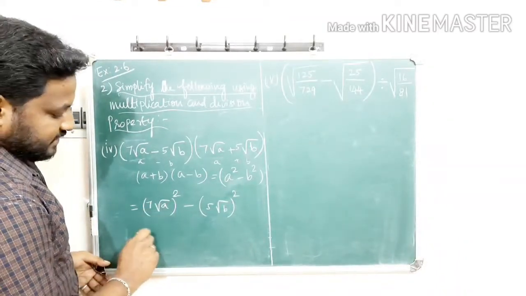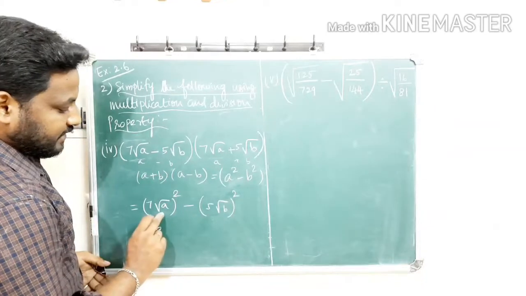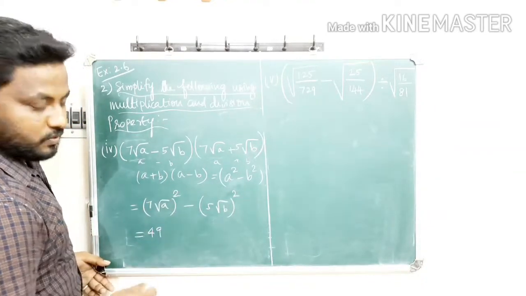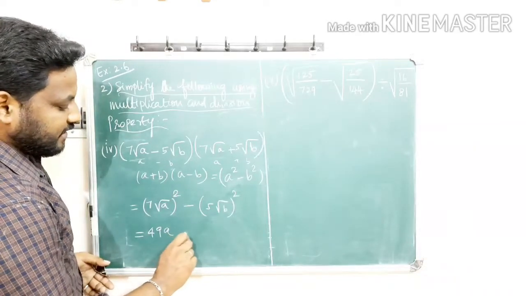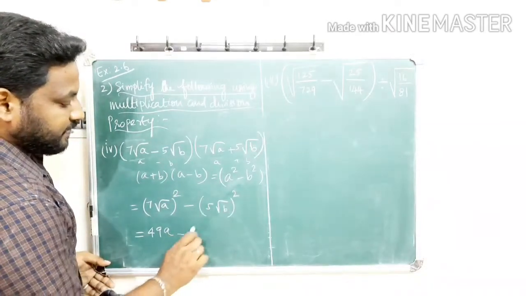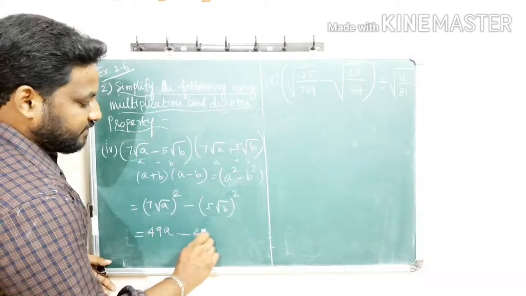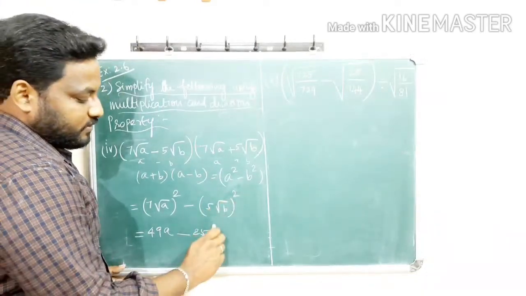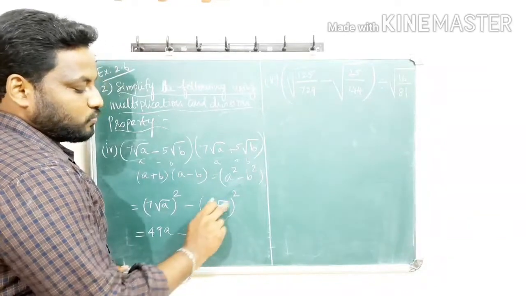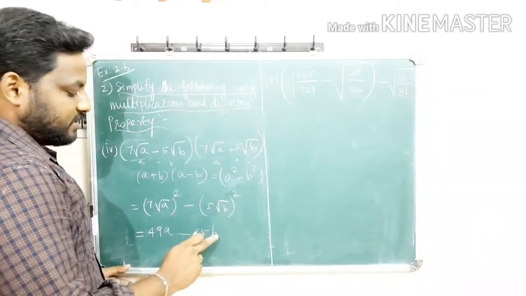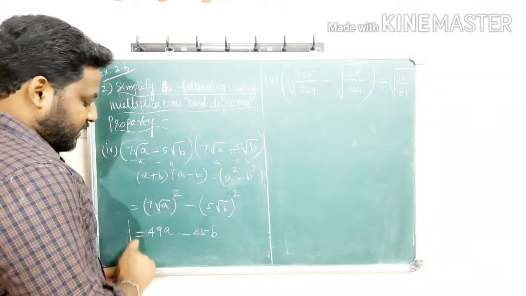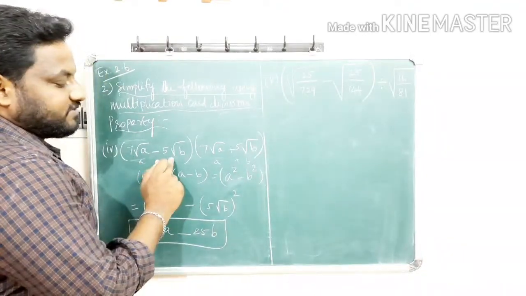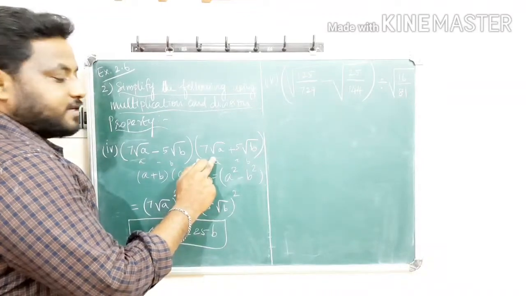So 7 square is 49. A square root a square. So root square will be cancelled. So 49a minus 5 square is 25. So root b, if square root b value is equal to b, because root and 2 will be square will be cancelled. So we have to write b. So 49a minus 25b is the answer for 7 root a minus 5 root b into 7 root a plus 5 root b.